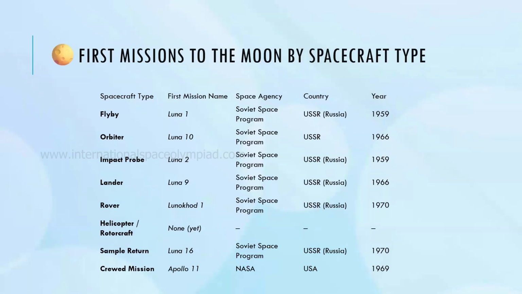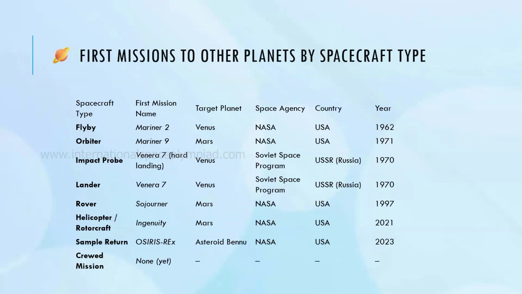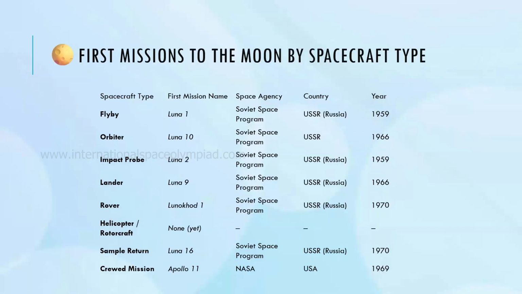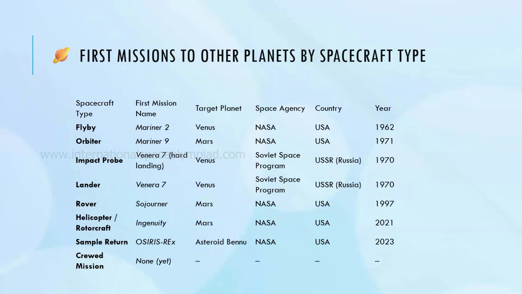And these are the first missions to other planets. It doesn't mean that Mariner, as the flyby mission, was the very first flyby mission. It is the first flyby mission to another planet. Then Mariner 9, impact probe, then lander, rover, sample return. For crewed missions there is nothing yet, but hopefully within maybe 10 to 20 years, when you people get to some college or higher studies, you may be able to fill in this last line. So that is about the crewed missions.